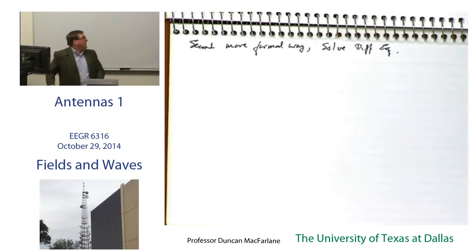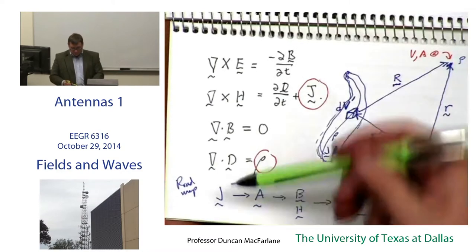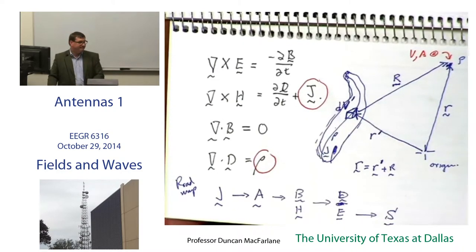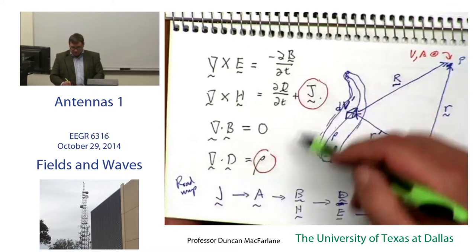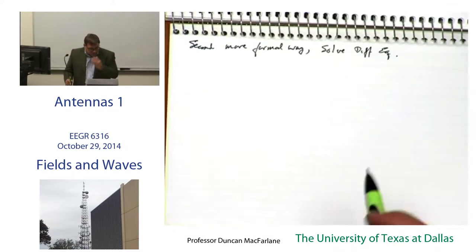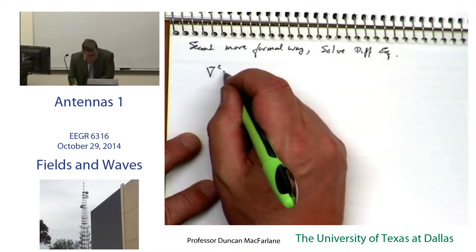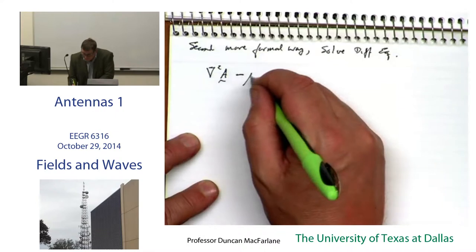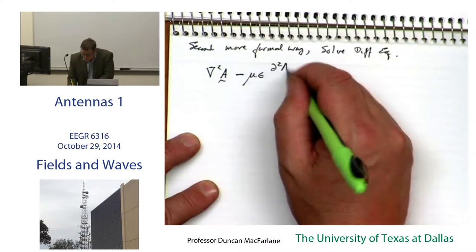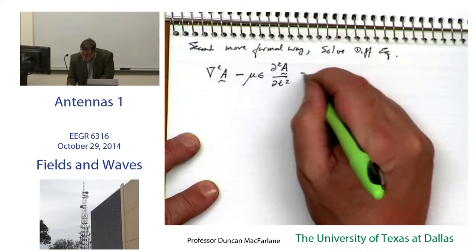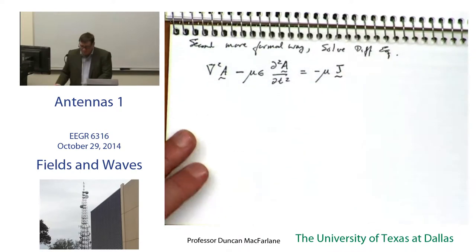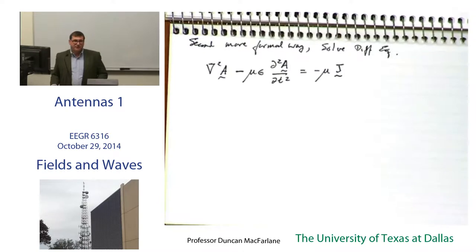So our second, more formal way is to solve that differential equation. And remember our roadmap, we're going to go from J to A. So the differential equation is not exactly this group here. The differential equation is going to be d'Alembert's equation. That was the very first wave equation we met, right?